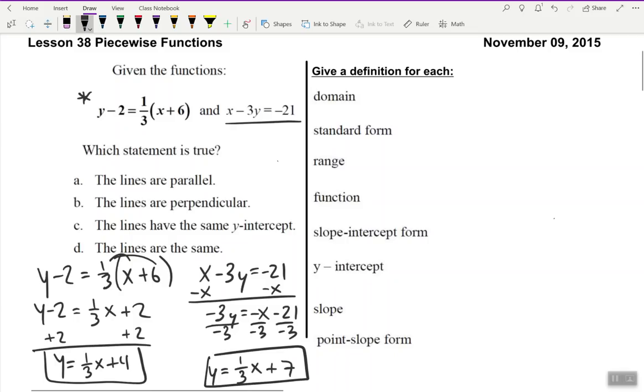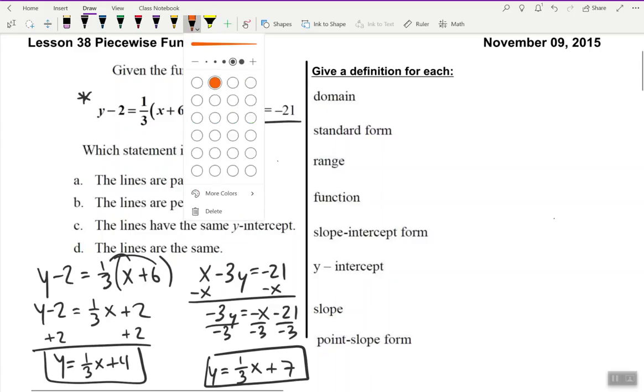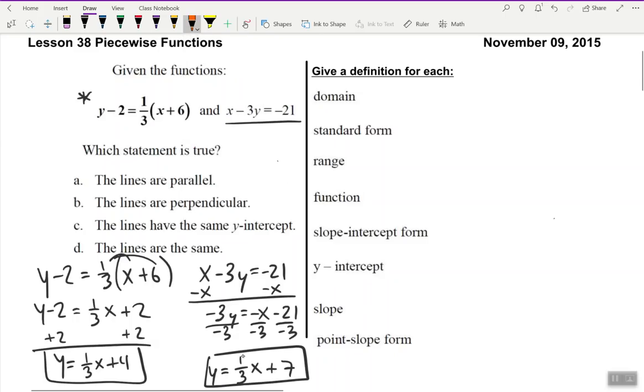And so what can we see? We can see that they've got the same slope, right? So with the same slope, we know we have parallel lines. Can't have perpendicular lines if they're parallel. Do they have the same y-intercept? No. The lines are the same? No. So the lines are just parallel, and that's how we proved it.